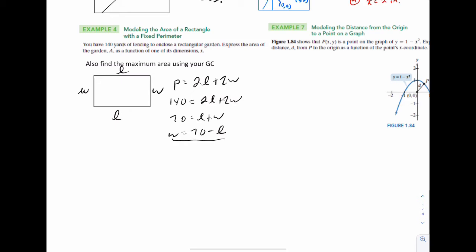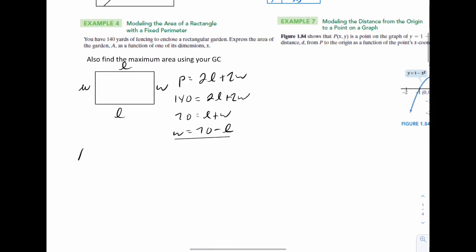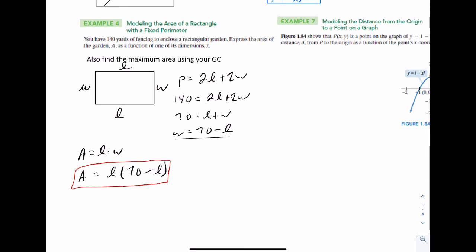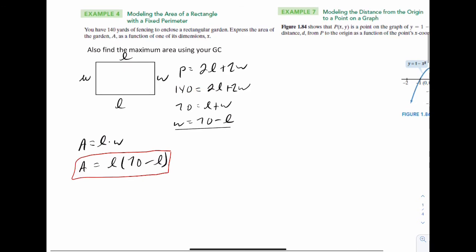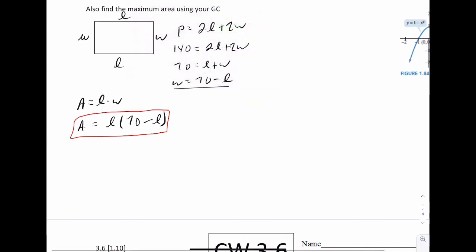Now the reason I did that is because we're trying to find the max area, and the area is going to be length times width. And now that I have this expression for the width, look at what I can do here. I can plug it in. Area is equal to L times 70 minus L. So this formula right here generates the possible area given these parameters. Here's my box I'm working with, and the fencing is 140. So that's my play to work with. So we're going to graph that using our calculator, and we're going to find the max area.